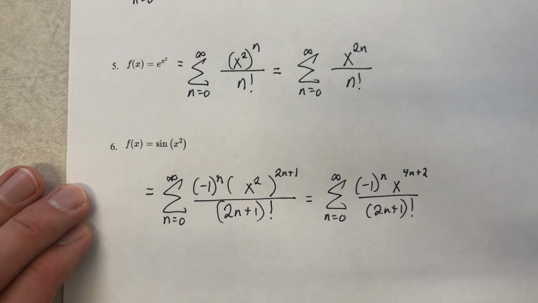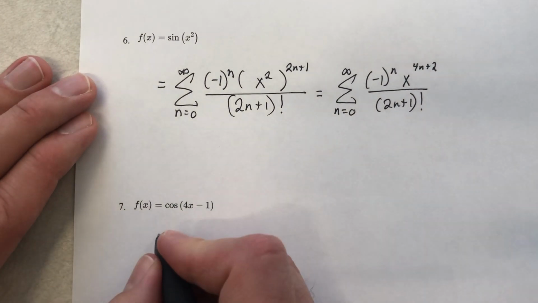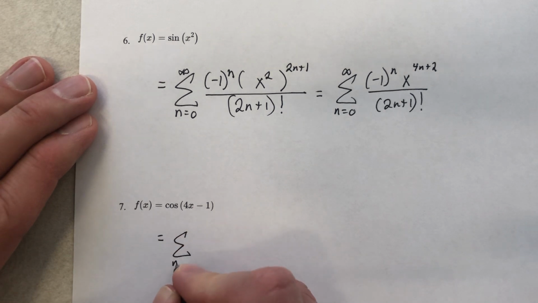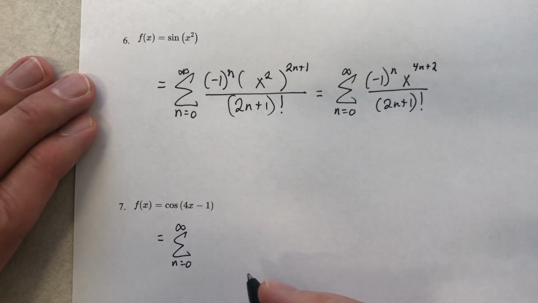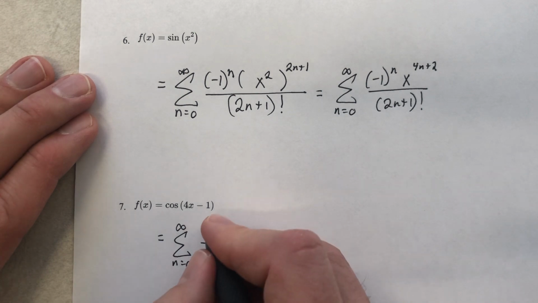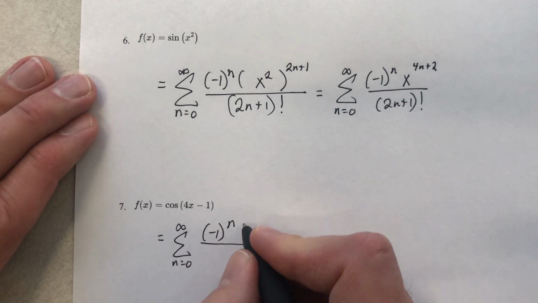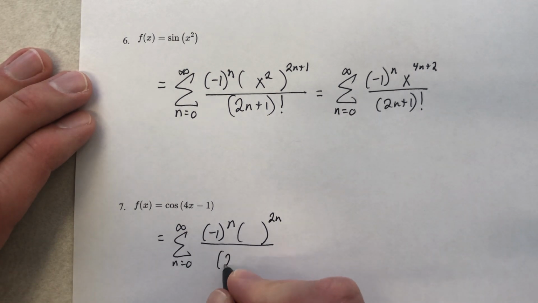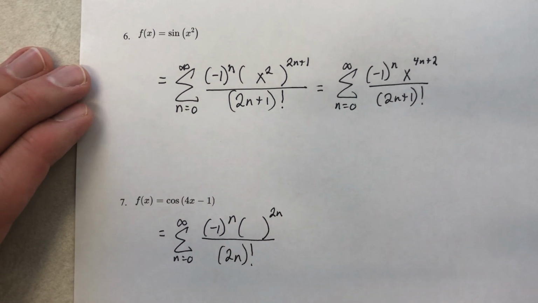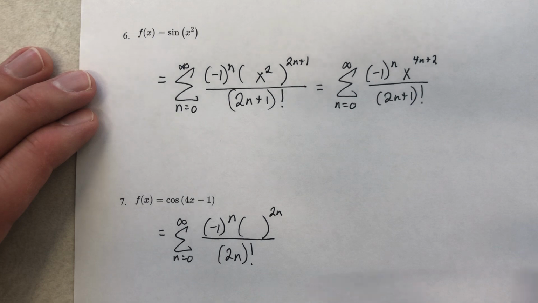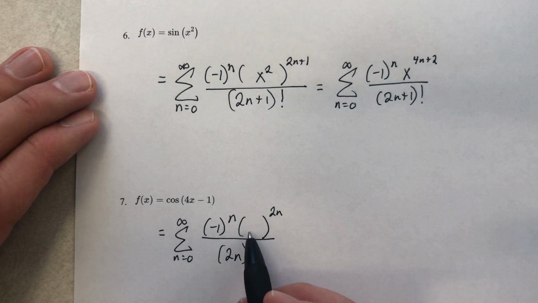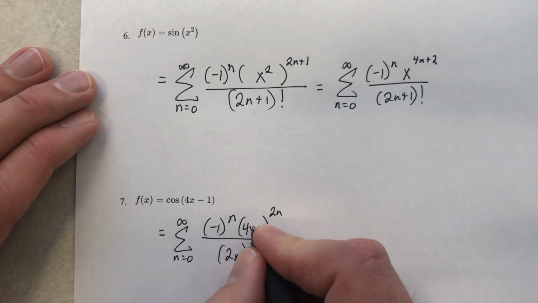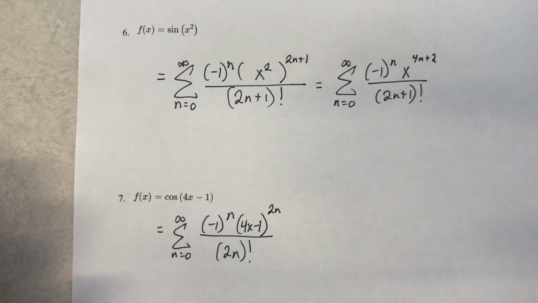All right, last one. You know the power series for cosine, I hope. So what I'm going to do is write it. Negative 1 to the n, and then it would be x to the, has to be even, 2n, and then has to be even, 2n factorial. And instead of x, it's 4x minus 1, and there's really no simplifying that you can do with that.